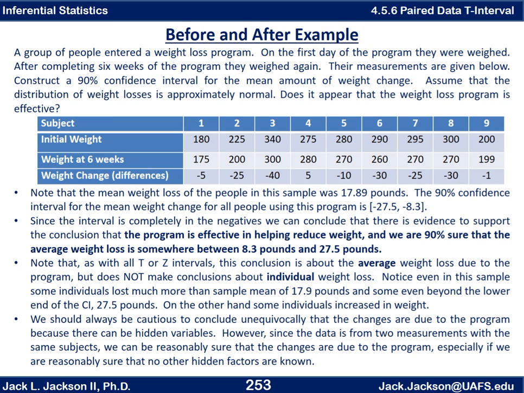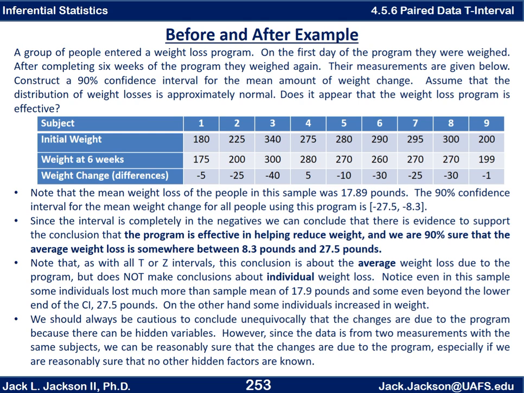Now, the other thing is we always need to be cautious about concluding unequivocally that the changes are due to the program, because there could be some hidden variables. Maybe there's something else besides this program that is causing them to lose weight. However, since the data is from two measurements with the same subjects, the before and after data, we can be reasonably sure that the changes are due to the program, especially if we're reasonably sure that there are no other hidden factors that we know about. So anytime we're doing any kind of research like this, there's always some danger that there's some other lurking variable out there, hidden variable that's causing what's happening, and it's not what we think it is. But nevertheless, if it seems reasonable that this is it, since we are using the before and after data, that does control a lot for some of the things.